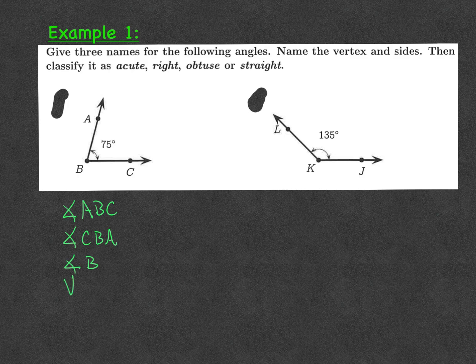Then it tells me to find the vertex. Michael, what point is the vertex? B. So we're just going to say point B. Then it says the sides. Tyler, what's the name of this ray on the bottom here? BC. Ray BC. Hugo, what's the name of this ray up on the left? BA. Ray BA. Make sure you put the little symbol on top or the word ray, or it'll be wrong. Remember, symbols matter.